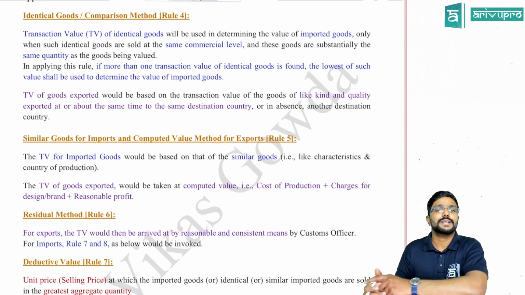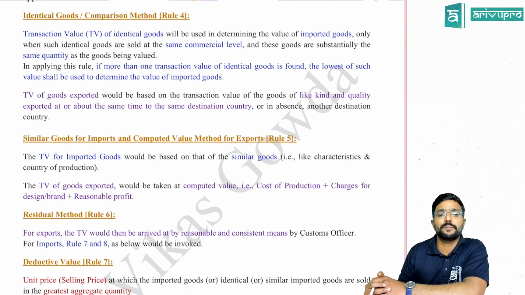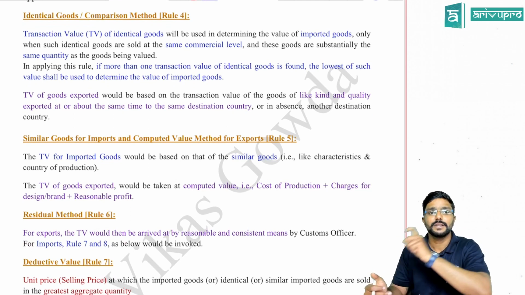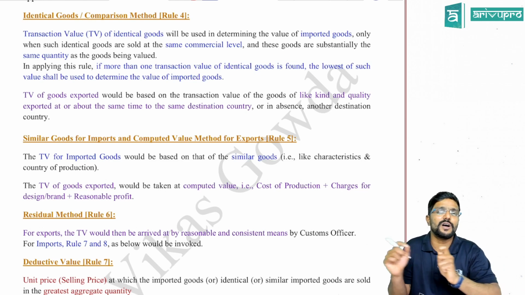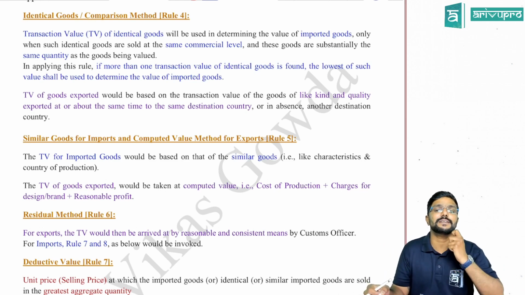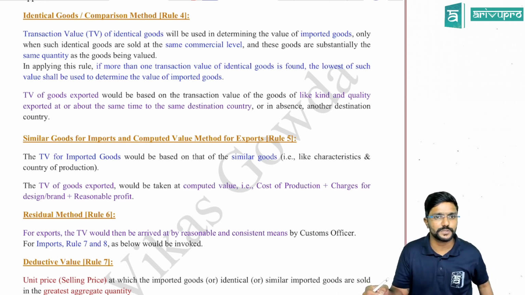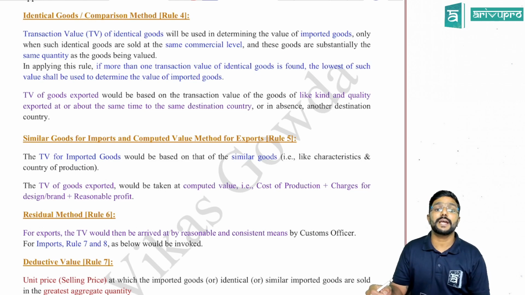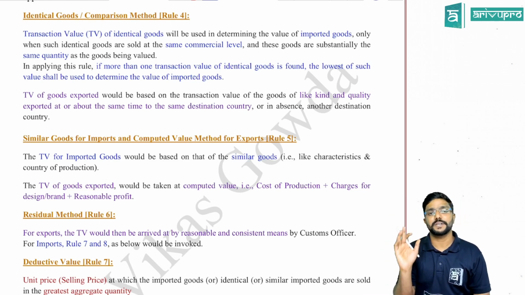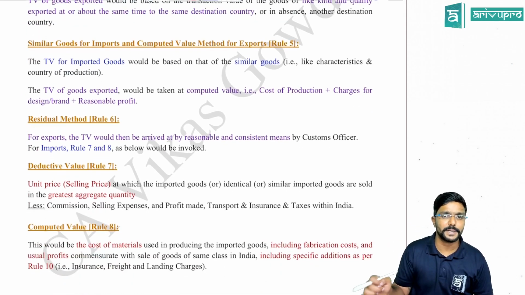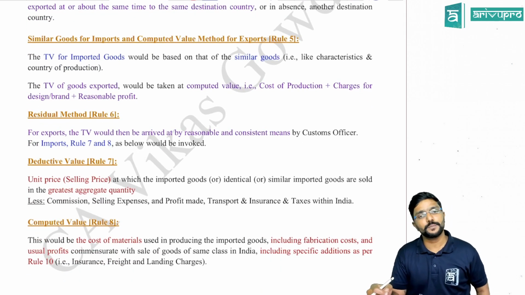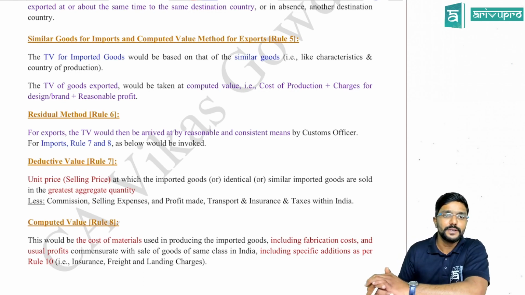Then coming to the transaction value of the goods exported, it would be based on the transaction value of goods of like kind and quality. There is a difference between identical and like kind and quality. There can be small changes where we consider it as like kind and quality or similar goods at or about the same time and from the same destination country. If the same destination country is not available, you can take the other destination country. Then if rule 4 is not possible, we will go to rule 5, where we will take similar goods and not identical goods.